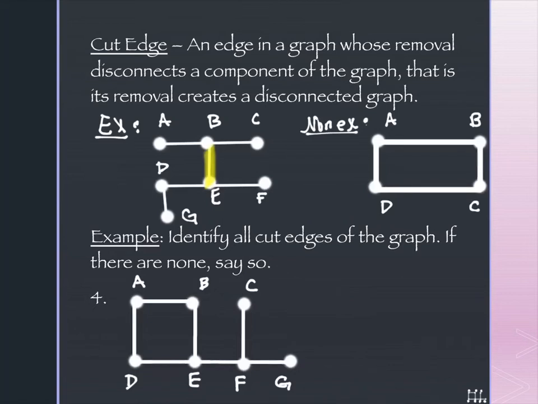I'd have the piece at the top, I'd have the piece at the bottom. That's one of the cut edges. Can you see any other cut edges? Again, you only cut one edge at a time. So, Jonathan? D and E. D and E would also cut the graph into two pieces. Okay?